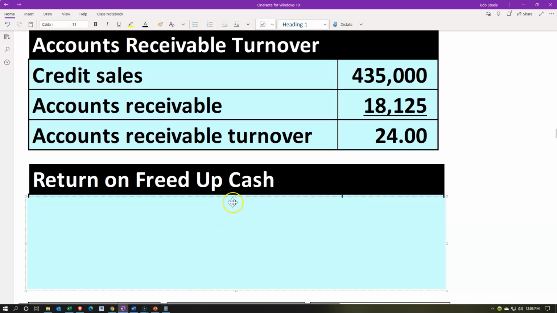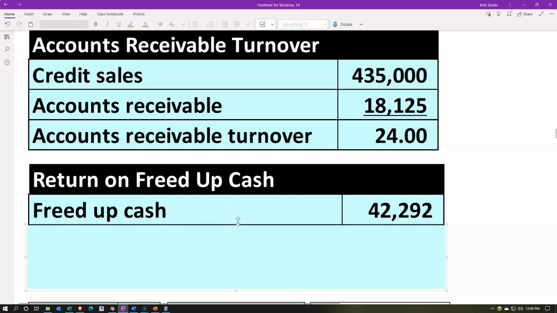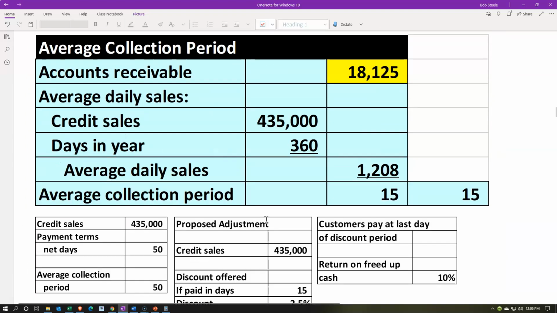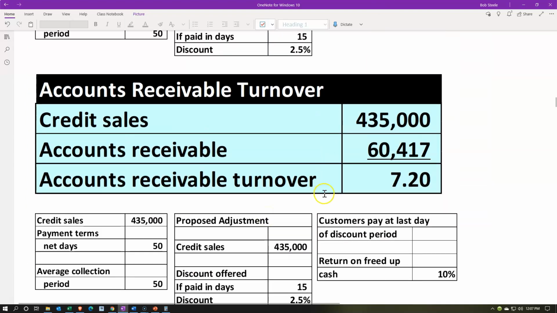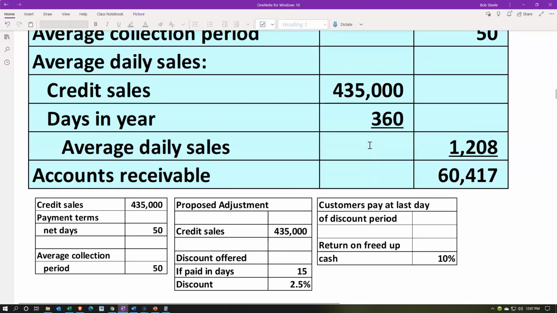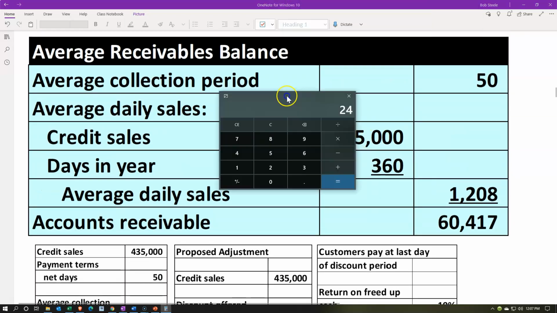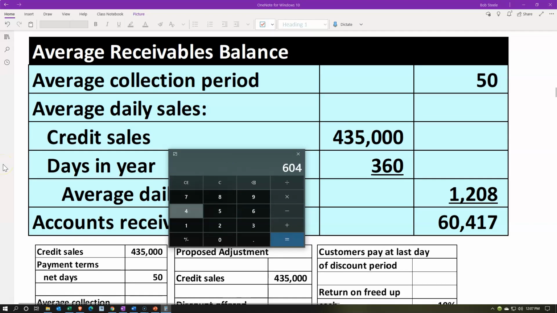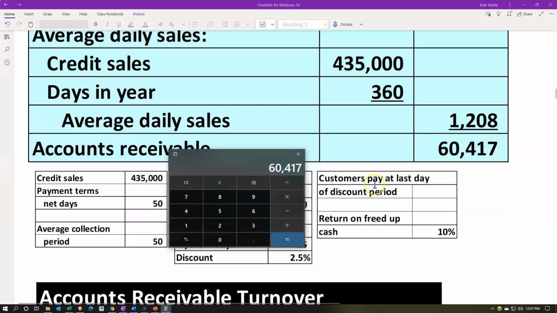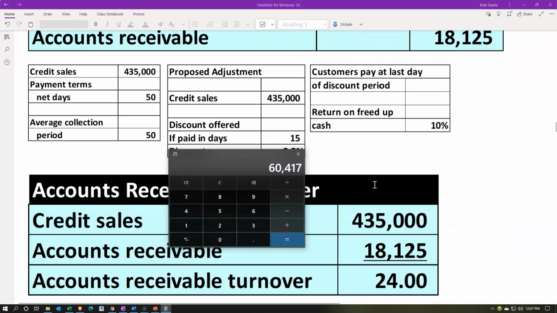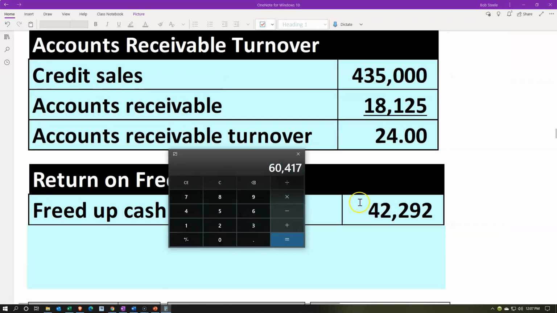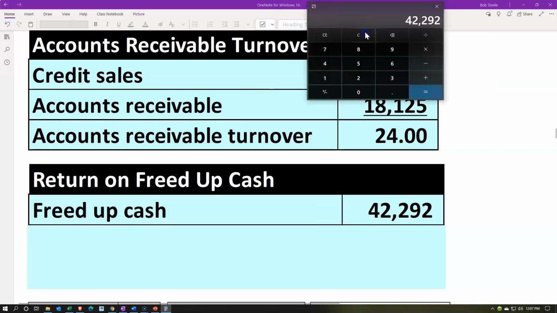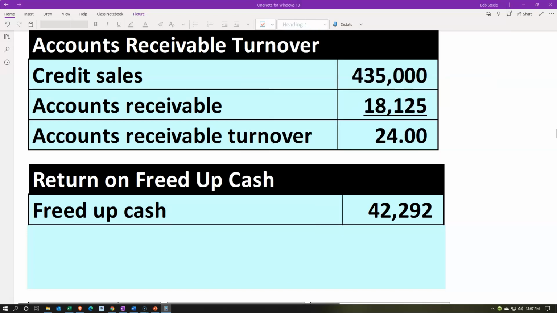So let's think about the cash that was freed up. We're going to say the freed up cash is going to be the 42,292. How do we get that? We're going to say that's going to be the accounts receivable up top that we calculated, which is this item, the 6417, minus the average accounts receivable after we did the second calculation here. So minus, which is this 18,125. So now we've got the freed up cash because we're collecting faster on the accounts receivable at 42,292.